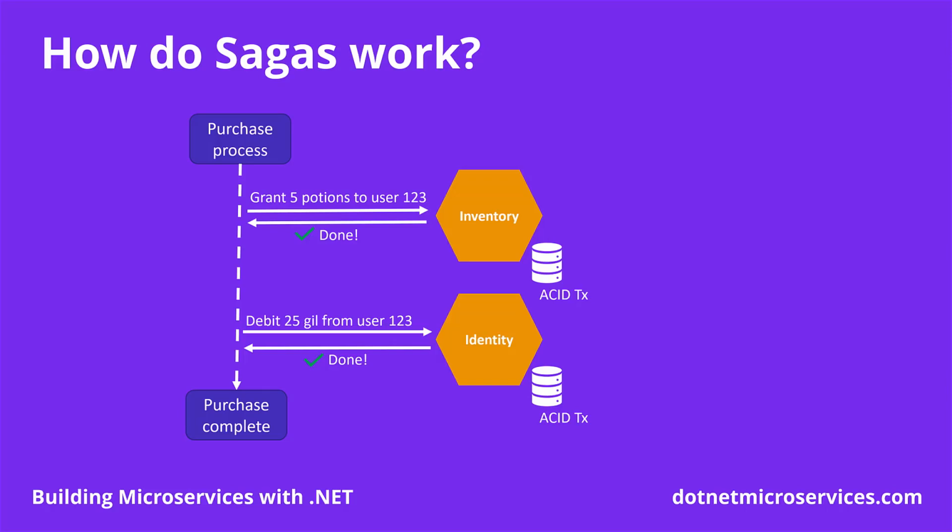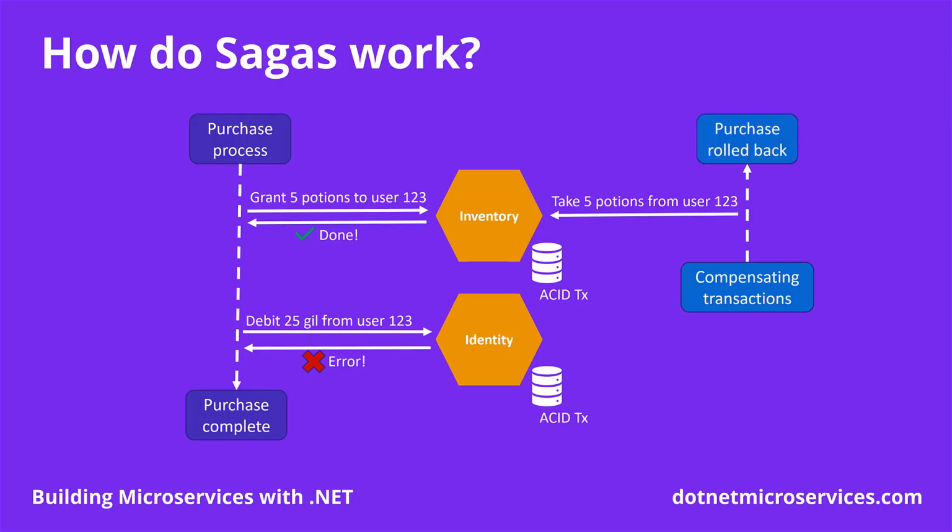So, for instance, let's say identity is not able to debit 25 yield from the user, because the user just doesn't have enough yield. This triggers a series of additional transactions to compensate what was done before. In this simple scenario, there's only one compensating transaction, where we ask inventory to take back the 5 potions it granted to the user before. After the compensating transactions are completed, we consider the overall purchase transaction as rolled back.